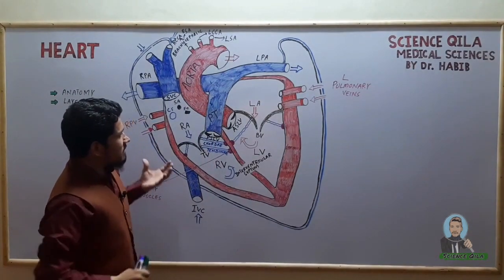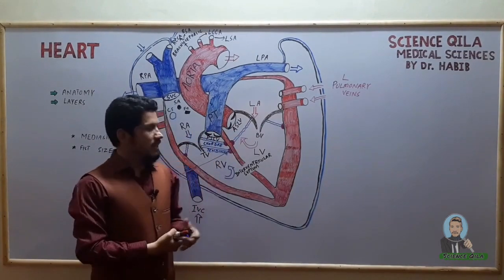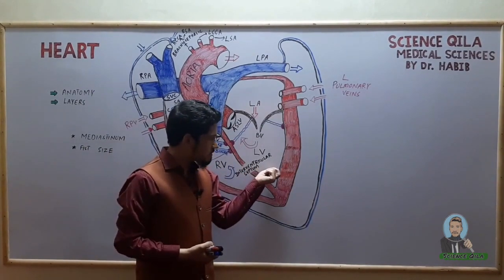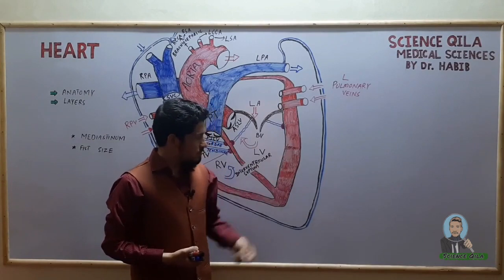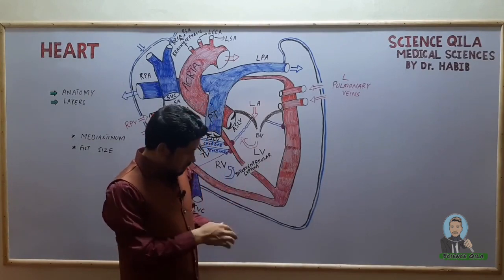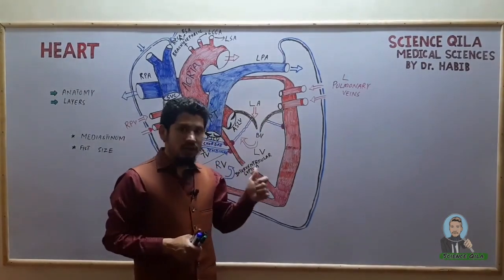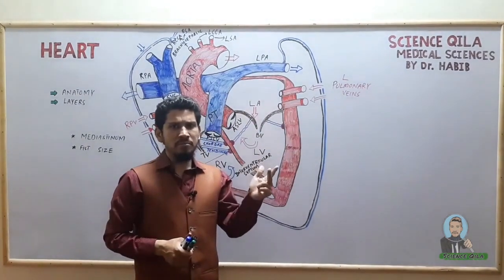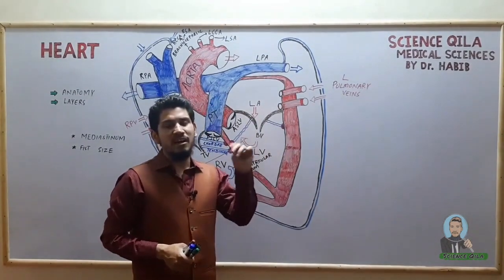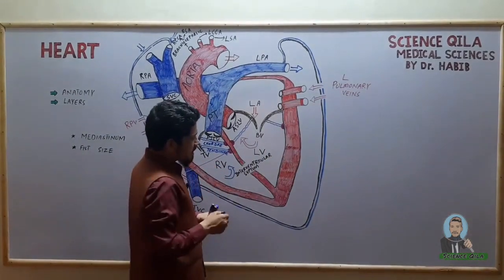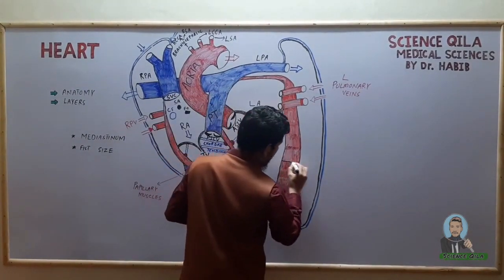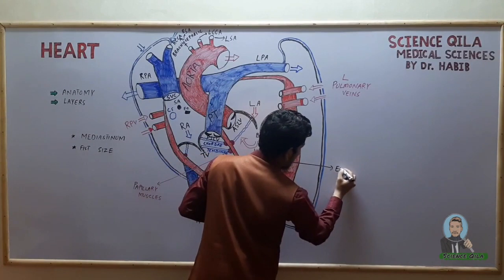Okay, now let's start with the layers of the heart, and we will start from the inner side and go to the outside of the heart. There are 3 layers of the heart: inner endocardium, middle myocardium, and outer pericardium. The first layer here, colored black, is called endocardium.